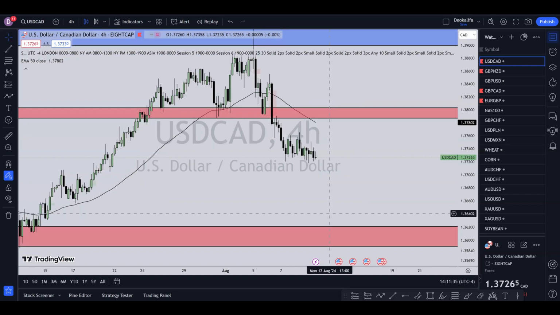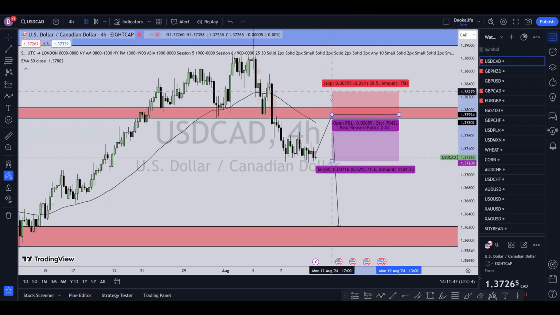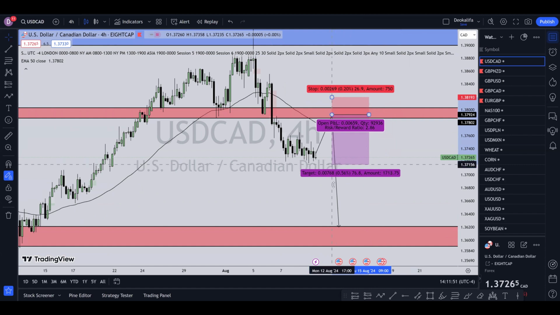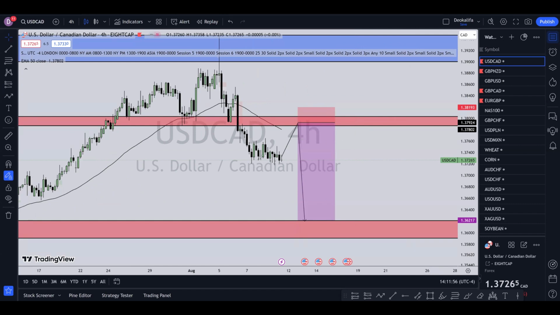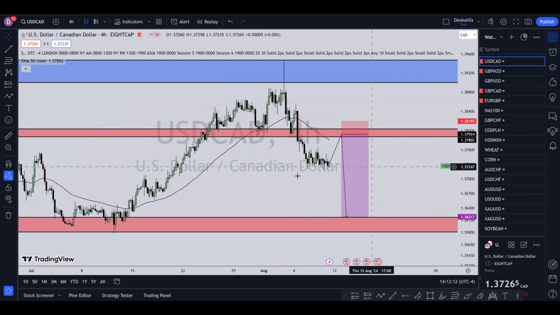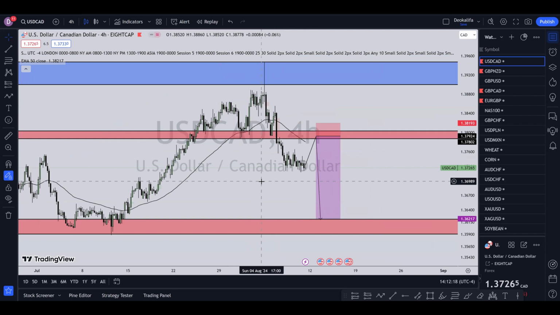So what I'm looking for on this pair is something like this to take sales. So something like this, and we have my short position here with my stop loss just above, and my last target is going to be here. But the first target can be this level. But before you take the entry, make sure you have a confirmation candle, pin bar, or a bearish engulfing candle before you take a sell position. So that's what I'm looking at for USD CAD for this week, or maybe next week, but I will be watching it. I will be keeping it on my watch list.